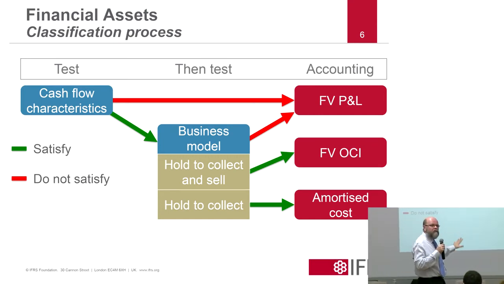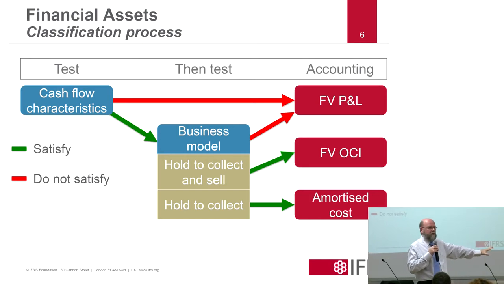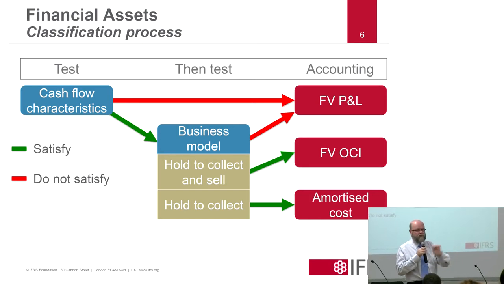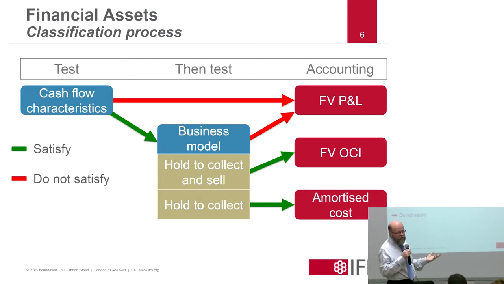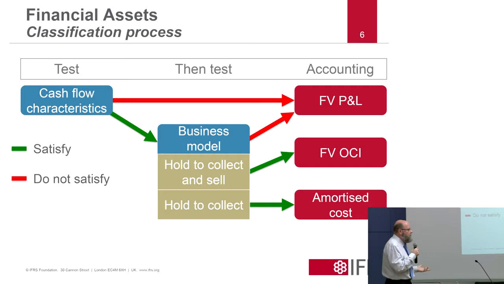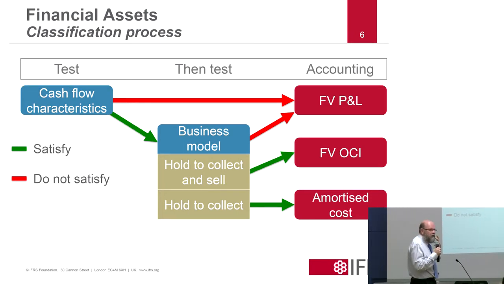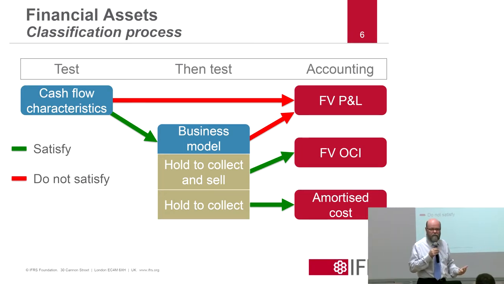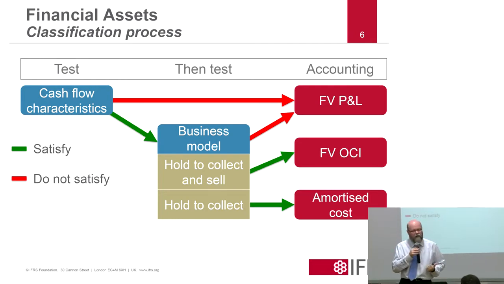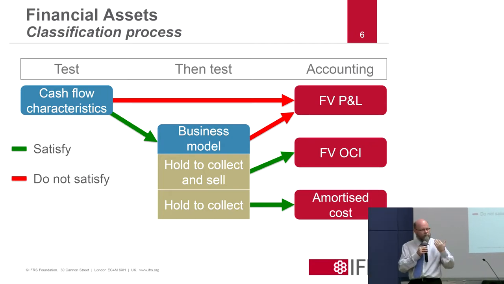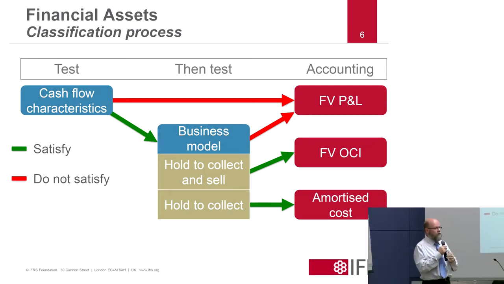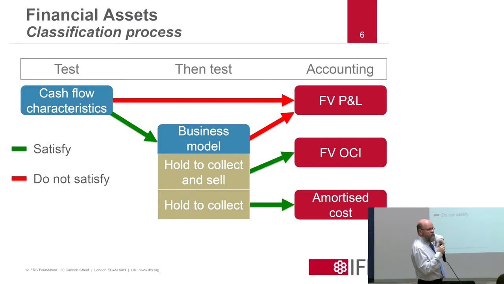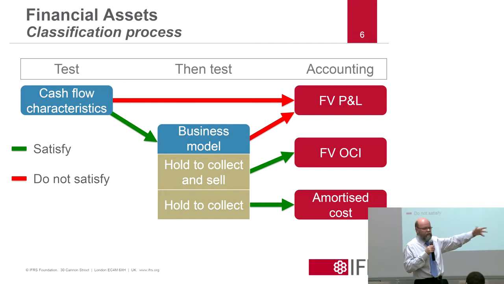IFRS 9 does not allow bifurcation. It says you cannot cut an instrument into two pieces. You go either all one way or all the other way. And the reason for that is that any cutting of an instrument into two pieces is essentially an artificial structure. You're doing something that doesn't represent the reality of the instrument. So under IFRS 9, you would simply treat this as a single instrument. You would look to the SPPI test, and if you fail the SPPI test, you are in fair value through profit and loss. End of story.